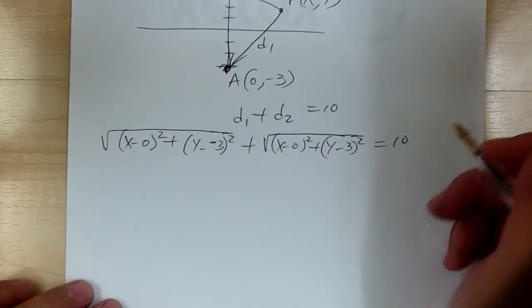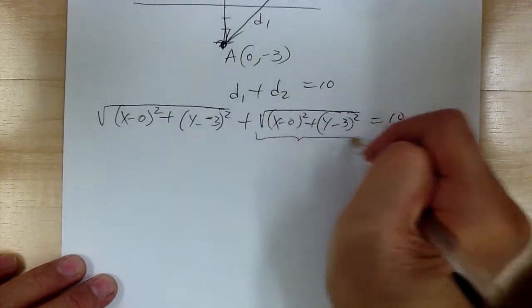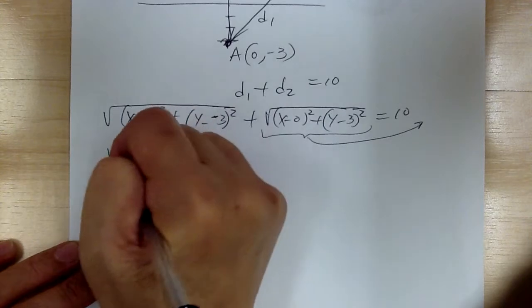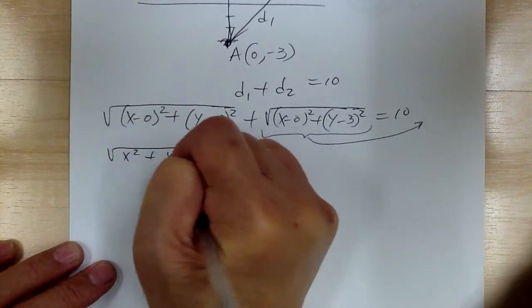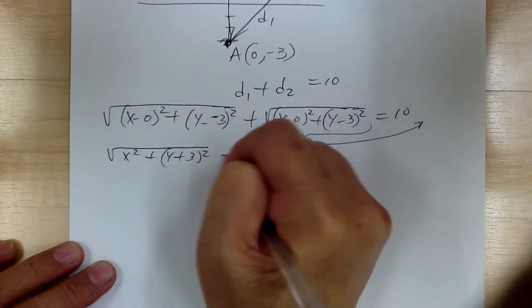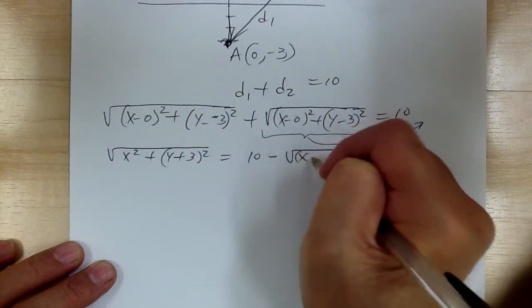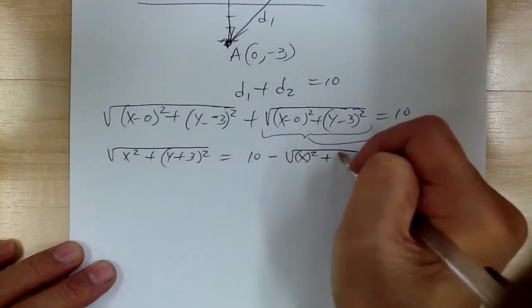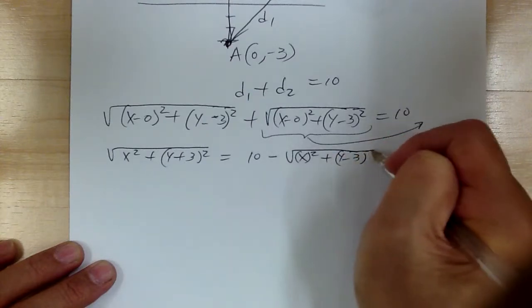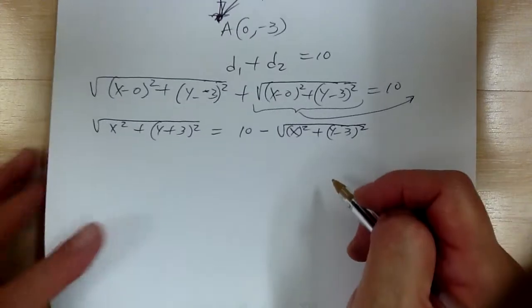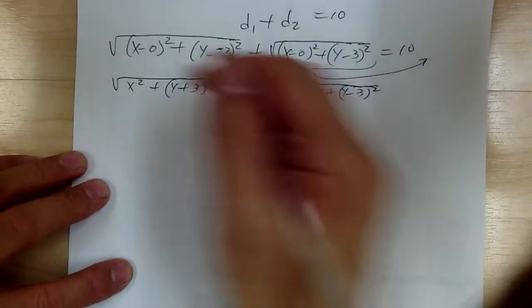Okay, what you need to do next is go ahead and move this to the other side. So you're going to get square root of x squared plus y plus 3 squared equal to 10 minus square root of x squared plus y minus 3 squared. Okay, after that, I'm going to square both sides.